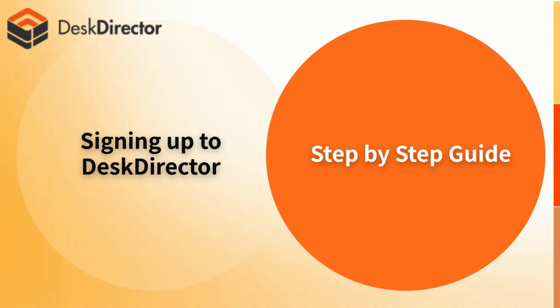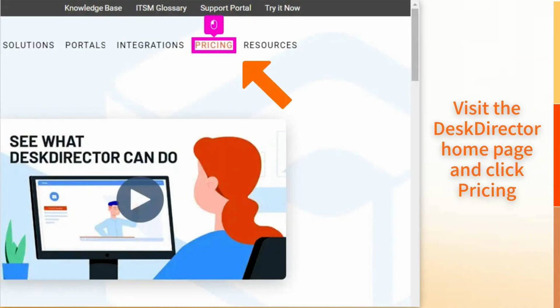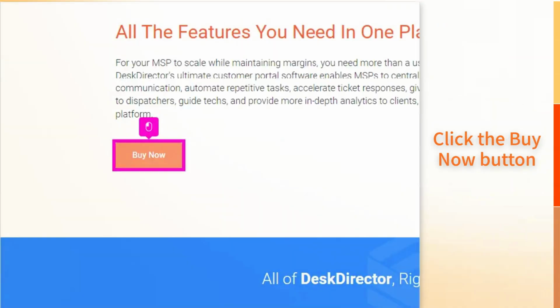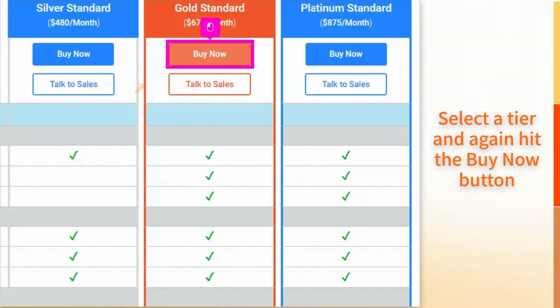Let's get started. Open the DeskDirector homepage and click on Pricing. Click the Buy Now button. Select a tier and again hit the Buy Now button.